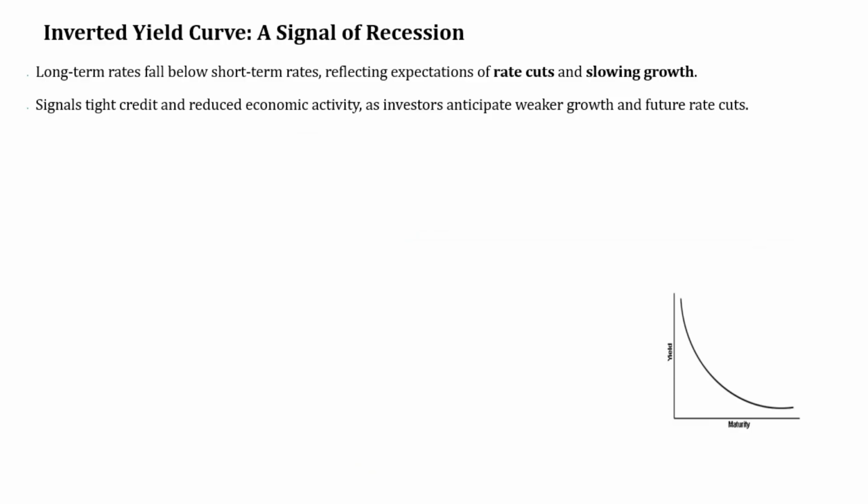And before concluding, let me also have a quick reflection on the inverted yield curve. Normally, an inverted yield curve is a signal of recession. So in the inverted yield curve, you can see that long-term rates fall below short-term rates, reflecting expectation of rate cuts and slowing economic growth. So it signals tight credit and reduced economic activity as investors anticipate weaker growth and future rate cuts.